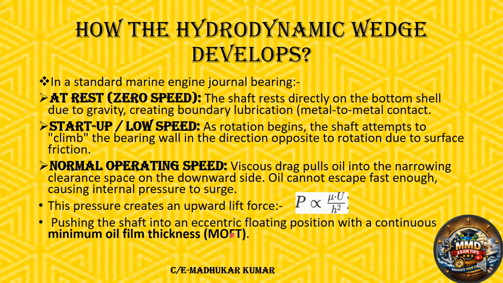Pushing the shaft into the eccentric floating position with continuous minimum oil film thickness. And this is possible only due to the upward lift created by the hydrodynamic wedge. So this you have to understand. I am not going much deep into the explanation of this formula, but I am just showing you that the pressure which is generated is directly proportional to the coefficient of friction, speed, and the x. So this is going to create a MOFT, that is your minimum oil film thickness. That's how the hydrodynamic wedge creation happens. The pressure generates, the lift happens, and this creates the separation between the journal and bearing.